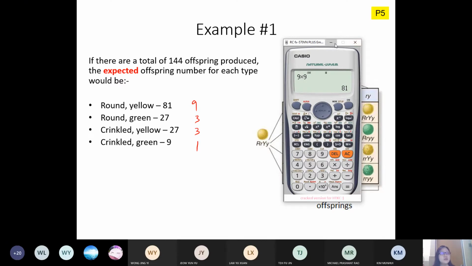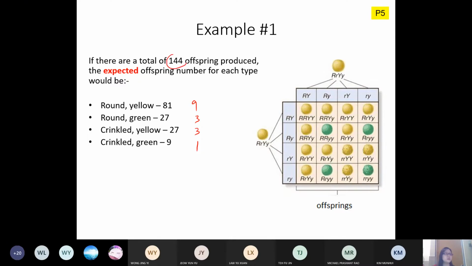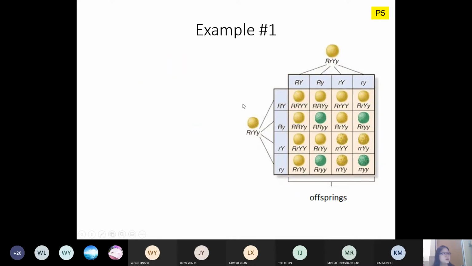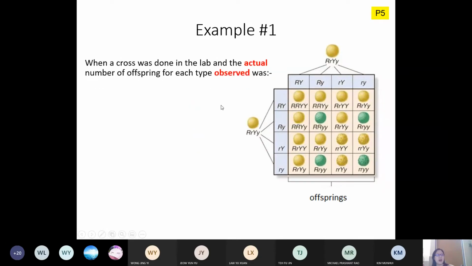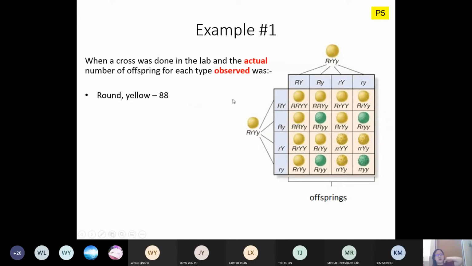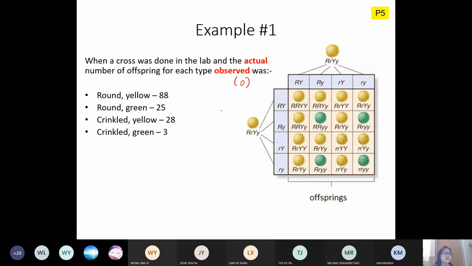They will always give you the total number of offspring or allow you to calculate it. So this is your expected. This is what you want. So what happened is you did the experiment, and the actual observed is not exactly 9:3:3:1, but it's very, very close. So this is your observed data. It doesn't follow exactly the 9:3:3:1 ratio.